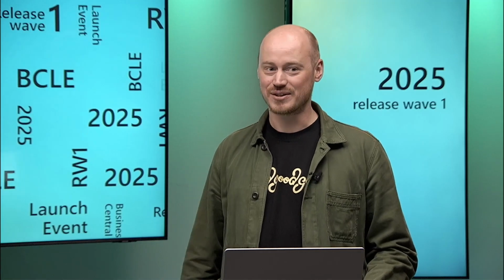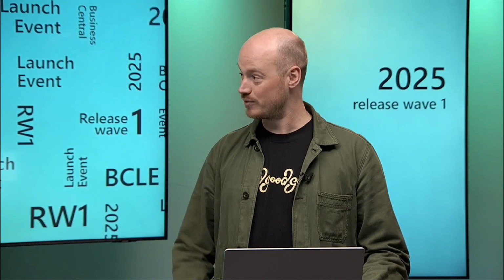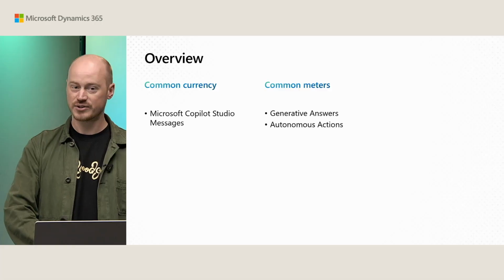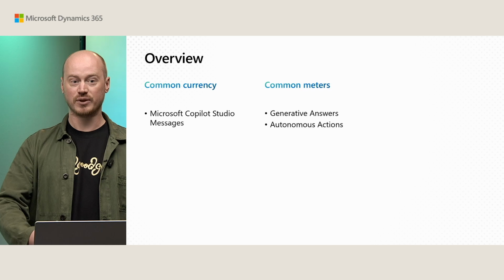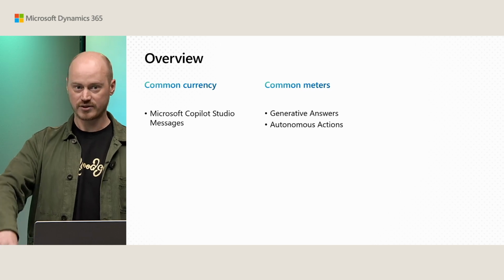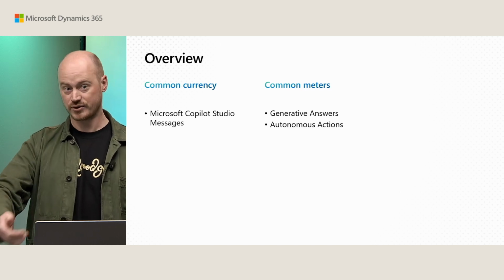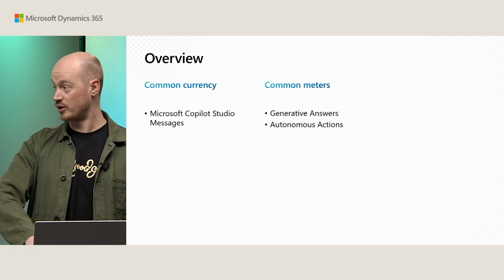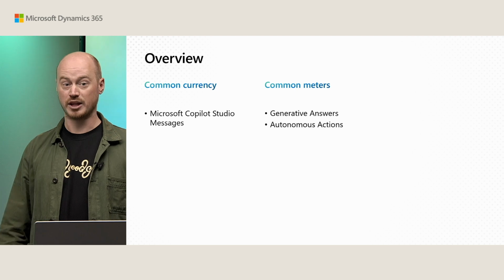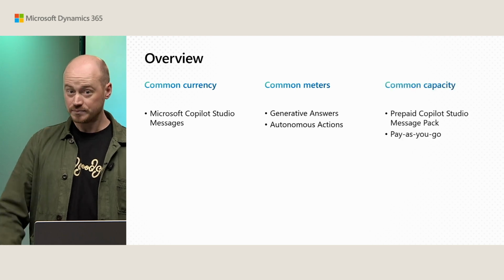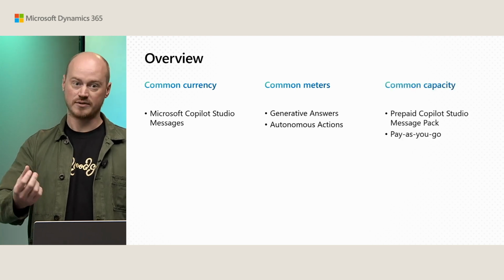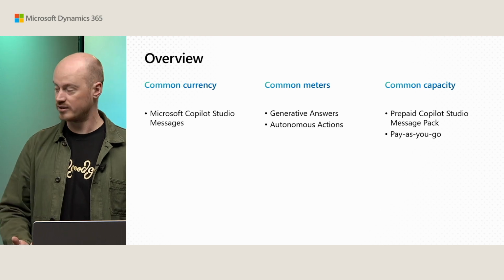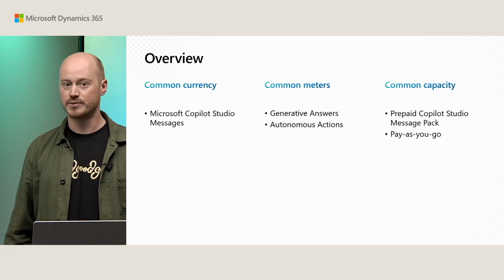The billing of these features in Microsoft Copilot Studio messages will be using common meters, the generative answers and autonomous actions. So every time you use Business Central features, they will consume a number of generative answers or a number of autonomous actions, and that will convert into a number of Microsoft Copilot Studio messages for which you will get billed.